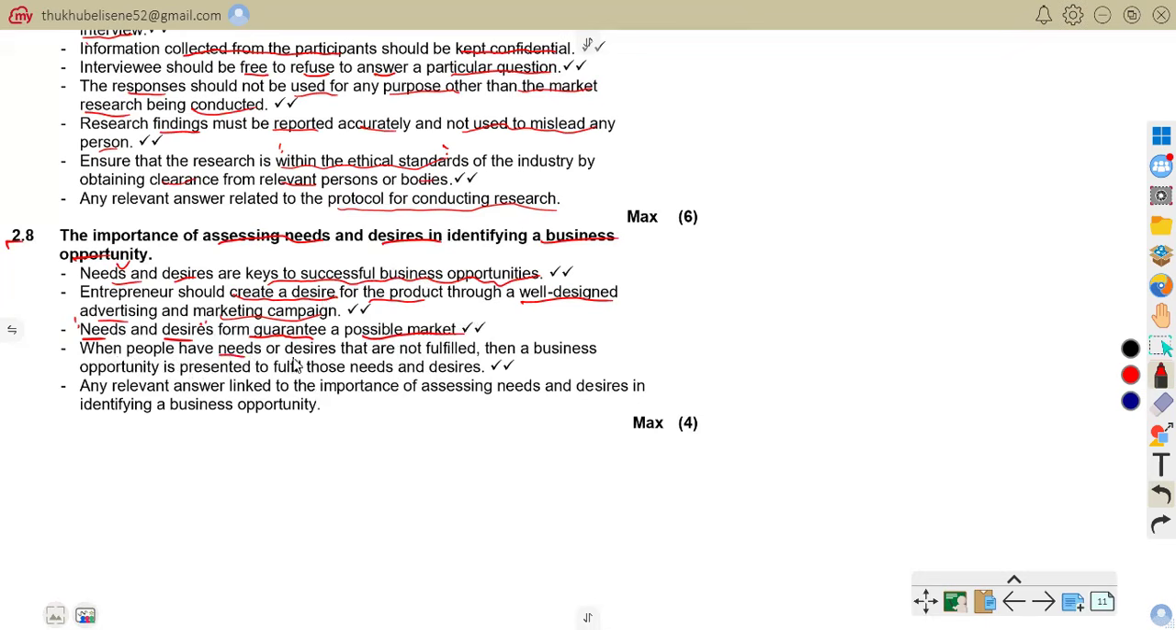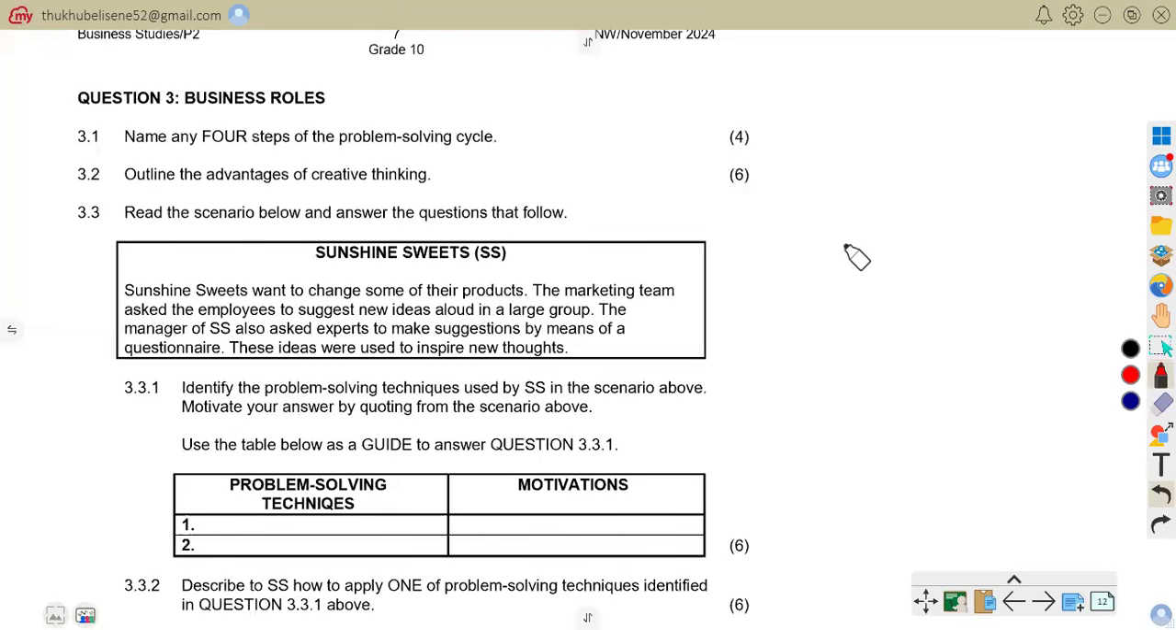When people have needs and desires that are not fulfilled, then a business opportunity is presented to fulfill those needs and desires. Any relevant answers linked to the importance of assessing needs and desires in identifying a business opportunity are acceptable. Good people, let us not waste time and go to question 3.